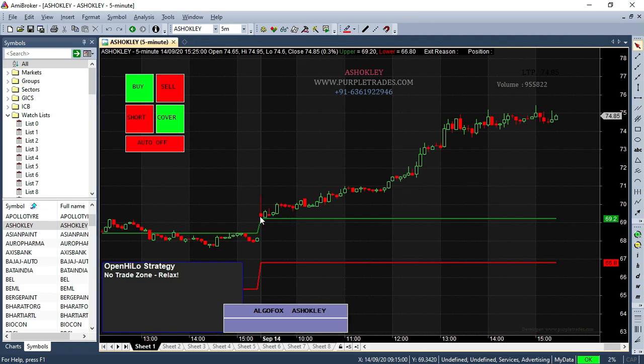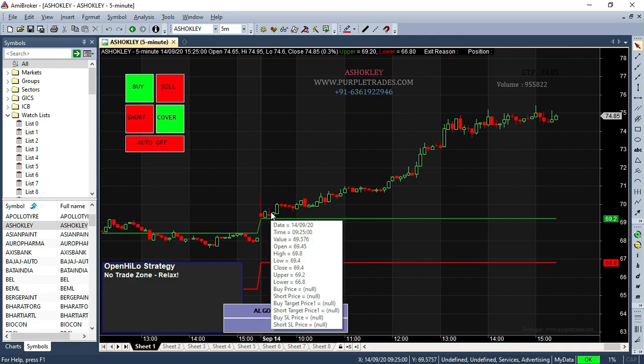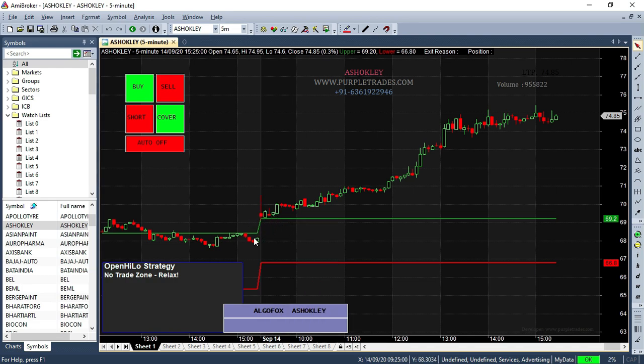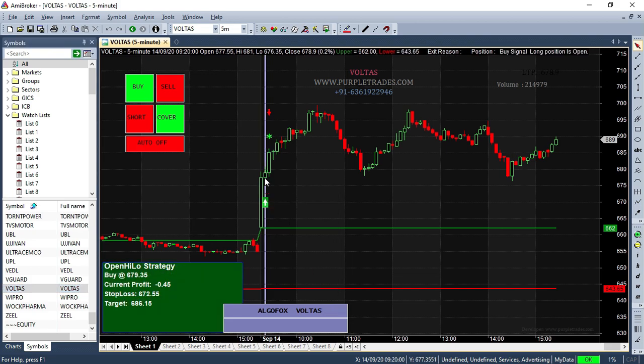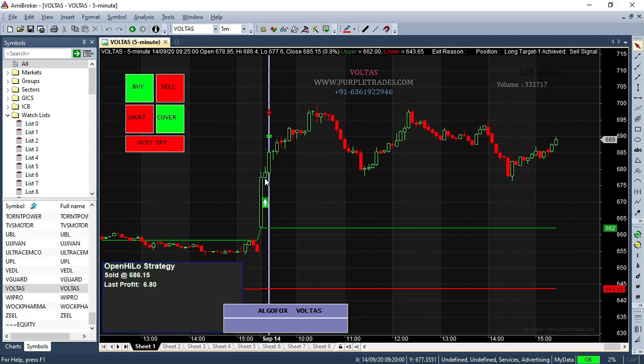Now the first candle of Ashok Leyland definitely does not have open equal to low or open equal to high, so there is no buy or sell generated. Whenever the conditions are met, you will see a green arrow for buy and a red arrow for short as well. Let me show you. Say Voltas, the first 5 minute candle is above the green line, so it qualifies. Open equals low definitely, because there is no lower tail, and you take a trade on the second candle itself because the high was broken, and by the third candle you're done with 1%. In just 5 minutes the trade is over.